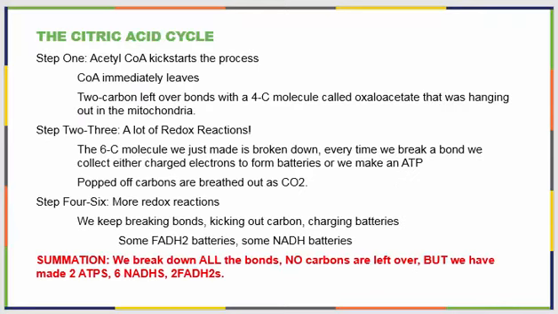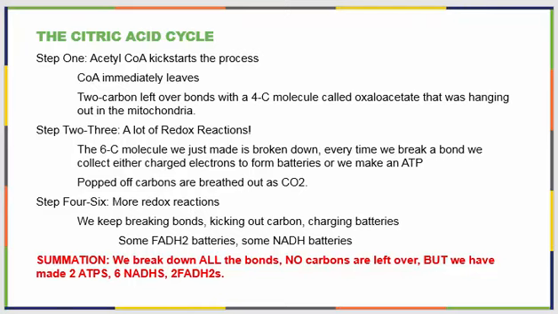The citric acid cycle consists of 6 steps, but we're going to clump them together for ease of studying. You'll get more specific as you take higher level bio classes. So in step 1, the acetyl-CoA kickstarts the process. That CoA actually immediately leaves. There are 2 carbons left over, and they bond with a 4-carbon molecule called oxaloacetate that's been hanging out in the mitochondria for this exact purpose.